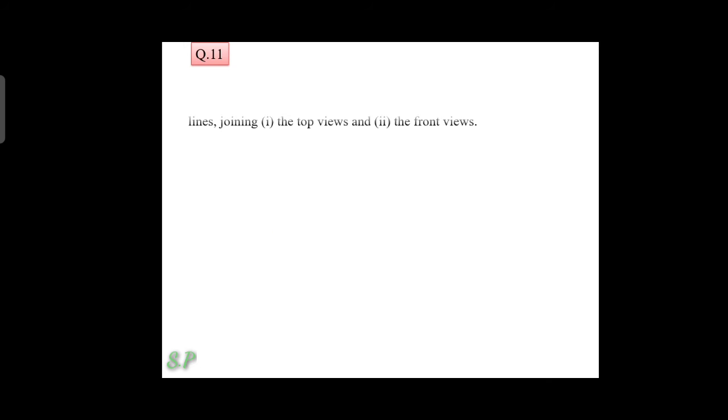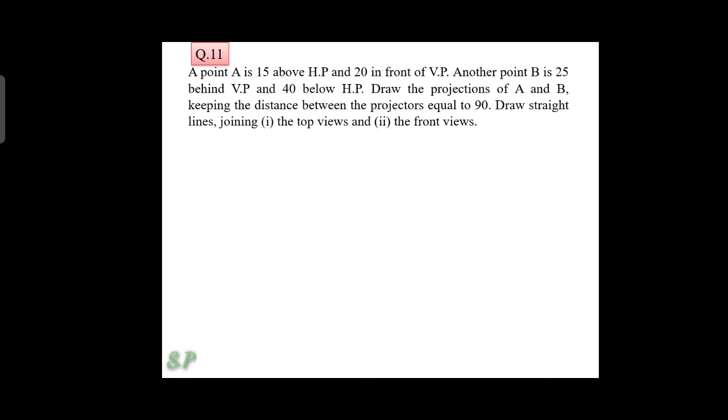Next, question number 11. A point A is 15 above HP and 20 in front of VP. Another point B is 25 behind VP and 40 below HP. Draw the projections of A and B. Keeping the distance between the projectors equal to 90, draw straight lines joining the top views and the front views.